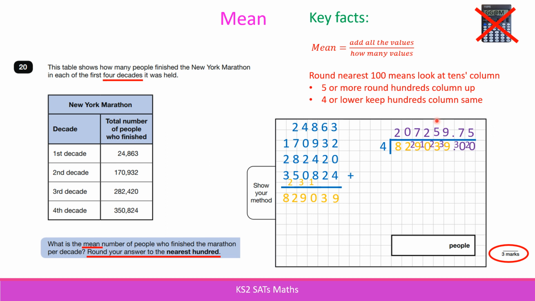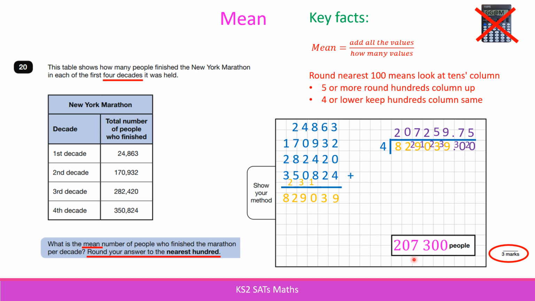So rounding this hundreds column, the 2 becomes a 3. So I've got 207,000. This becomes a 3. The next 2 digits become 0. Anything after the decimal point just disappears. And I'm left with 207,300 people. You can put a comma in there if you want to.